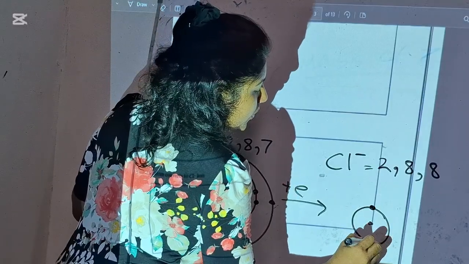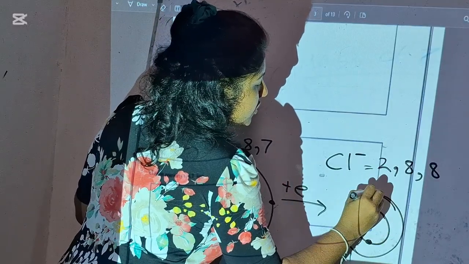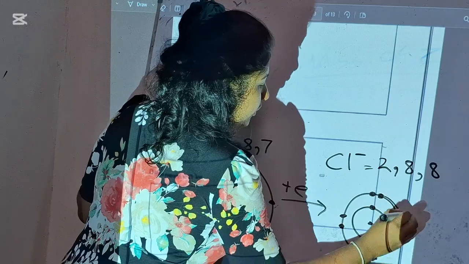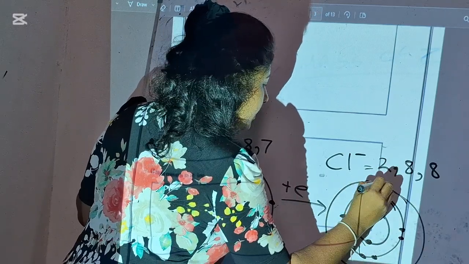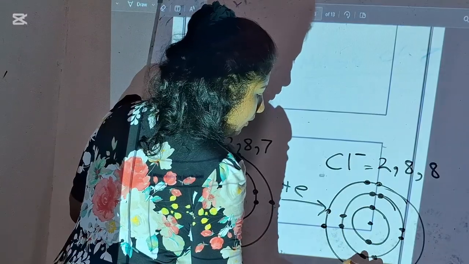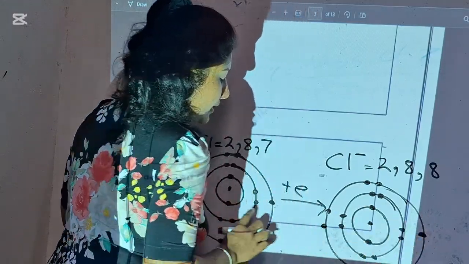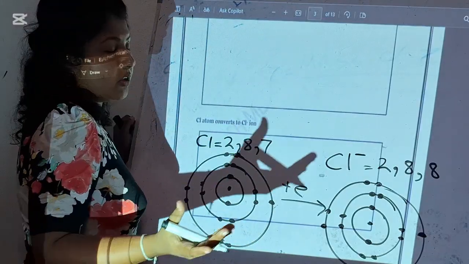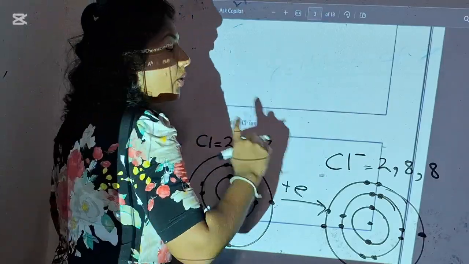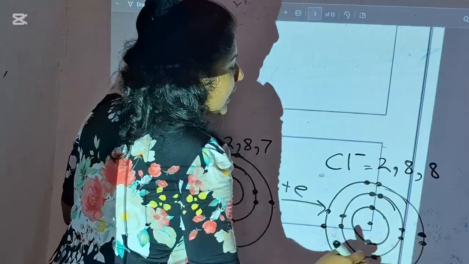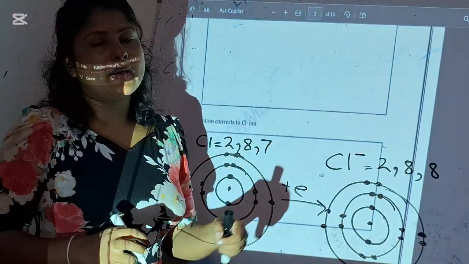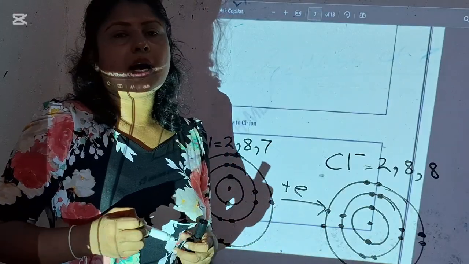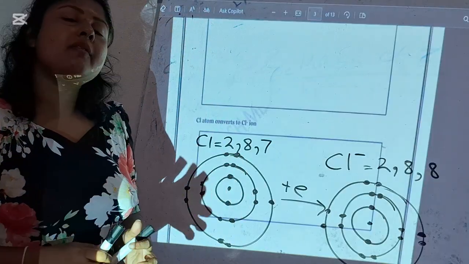For the first shell 2 electrons, for the second shell 8 electrons, for the last shell 1, 2, 3, 4, 5, 6, 7, like this. After taking another electron from the sodium, it becomes chloride minus. Actually, this new electron is taken from the previous sodium.